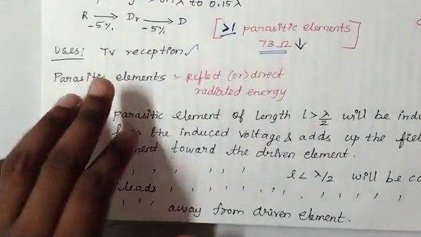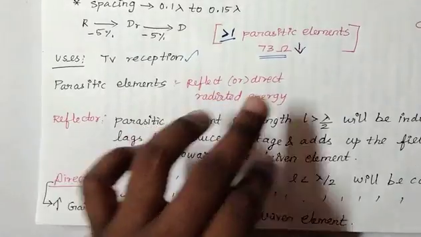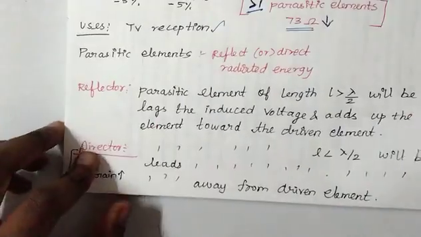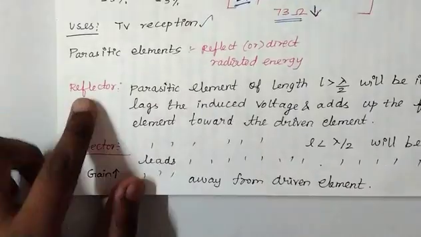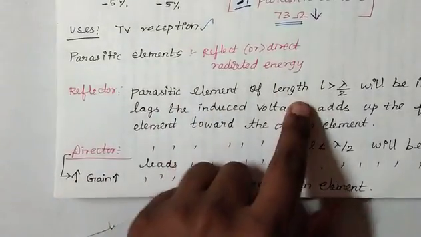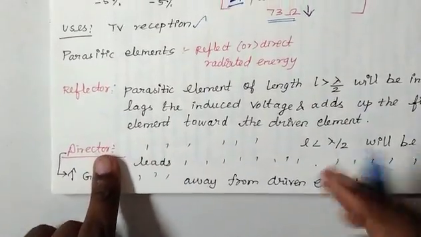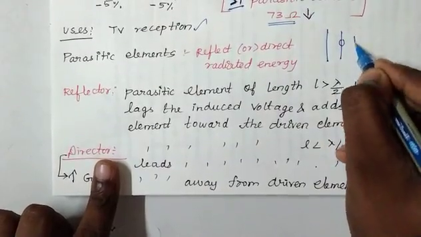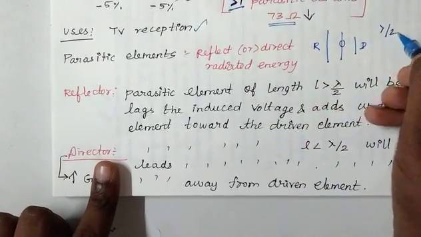Okay? So the parasitic elements, what is meant by parasitic elements? It means that they can reflect or direct the radiated energy. So we have to write what is meant by a reflector and what is meant by a director. Reflectors are parasitic elements of length greater than lambda by 2. This is the driven element which is located here, and this is the director. Okay, so this will have a length which is greater than lambda by 2.